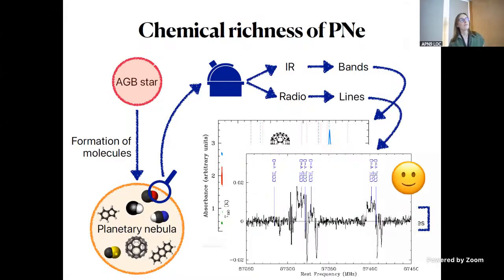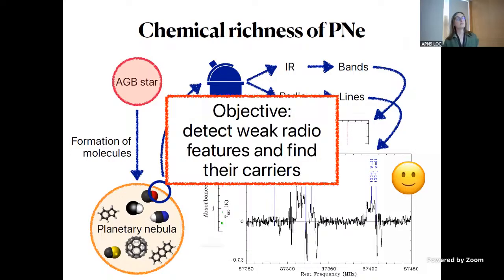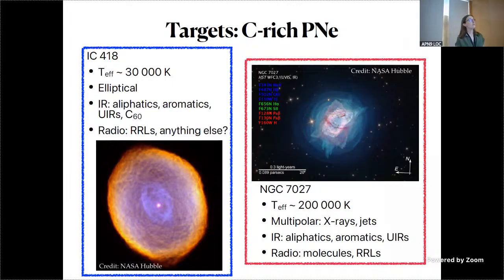In radio, we have lines, narrow lines. So we don't have any doubts on which species with dipolar moment we are observing. So with this in mind, our objective is to detect weak radio lines and find their carriers. We have observed these 2 carbon-rich planetary nebulae. IC 418 is a very well-known elliptical source with a very interesting content in radio. It has fullerene, for example, and in radio, only radio recombination lines have been detected. No signs of molecules as simple as CO.